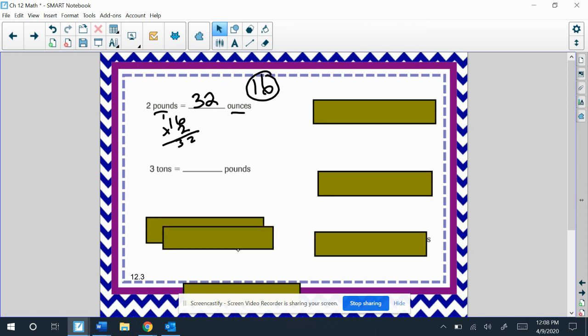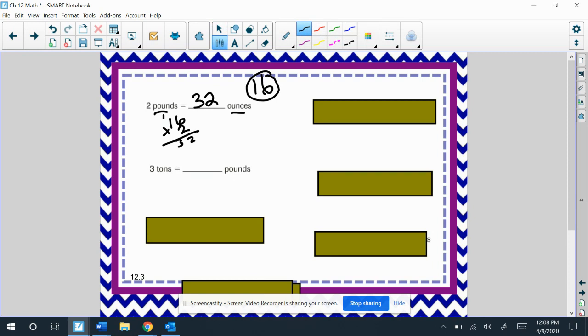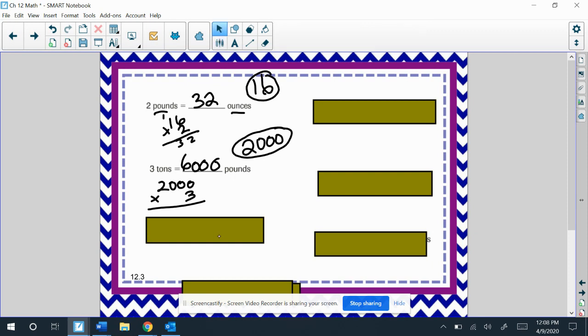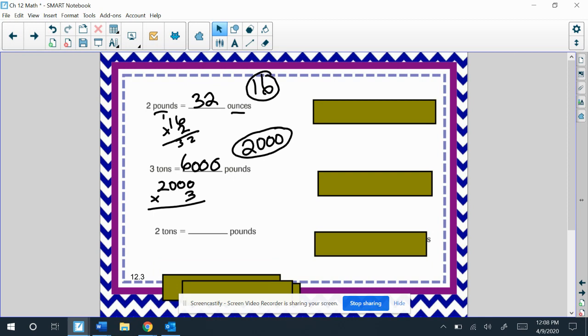Your turn. 3 tons equals how many pounds? Let's see how you did. I hope you put 2,000 in the corner and circled it. Remember, there is a reason I am having you do this. It will help us later in the chapter. 3 times 2,000. Well, I have 3 zeros. 3 times 2 is 6. So 6,000 is my answer. Try this next one. All right, let's see how you did.